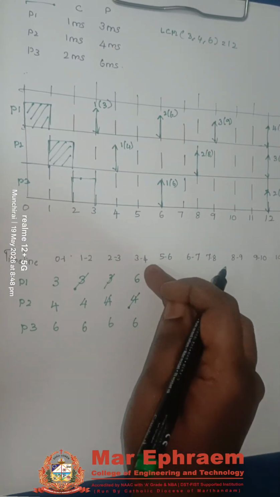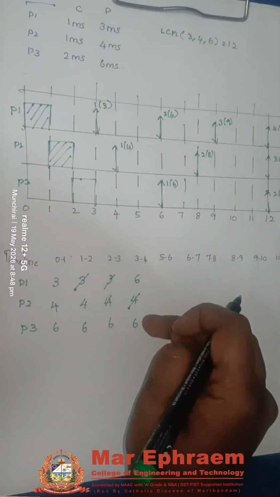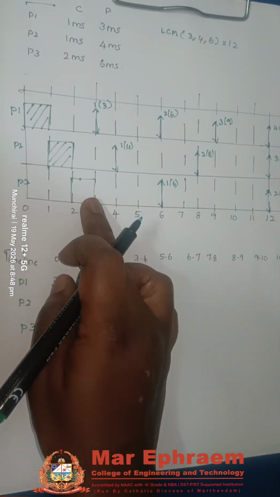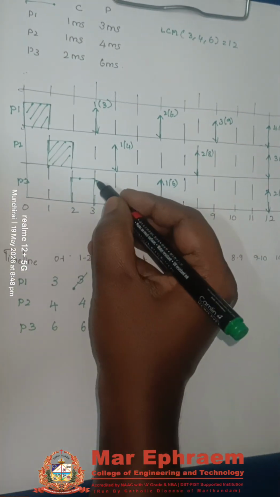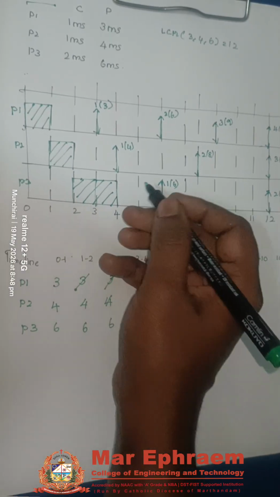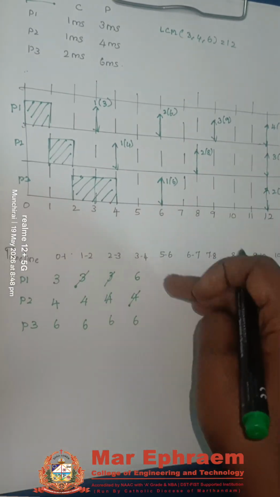Now we are going to see here, both P1 and P3 are of equal priority, so we can take them in any order. But what we are going to do here is, since P3 has already executed one cycle, 1 millisecond, we continue with P3 and complete the entire execution. So P3 is executed. Next we will go on to the next priority checking.